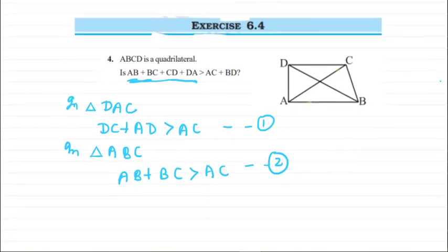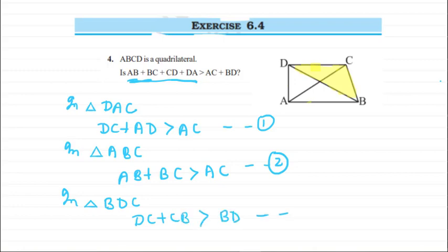Okay, so now I'm taking the triangle which is containing BD. So first I will take this triangle. This contains the diagonal BD as well as the unshaded one. Okay, so I'll take these triangles. So first I'm taking triangle BDC. So here you can write that DC plus CB will be greater than BD or DB. So this will be our equation number 3.